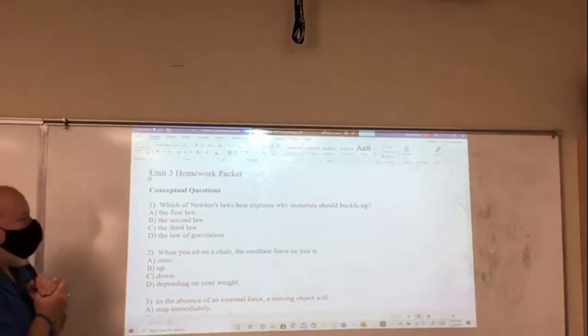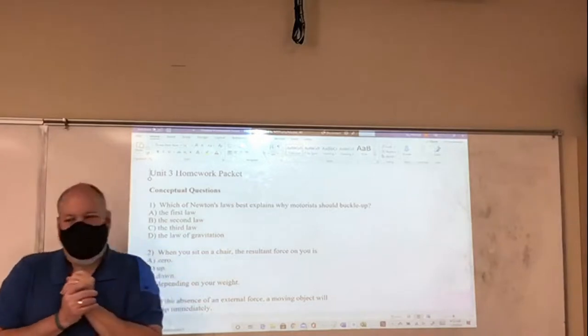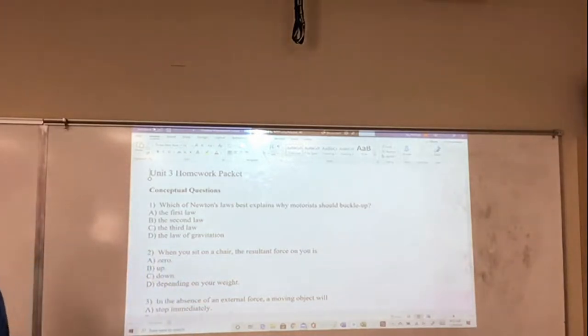Which of Newton's laws best explains why motorists should buckle up? All of them? Second? First one. Why the first one? That's the one with inertia.